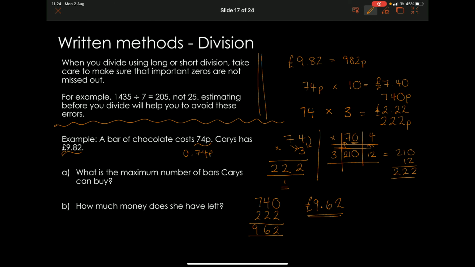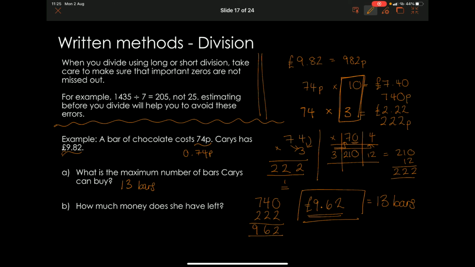Now, can I buy any more chocolate bars? I've spent £9.62 and I've bought altogether, if I look up here, 13 chocolate bars. Okay. I can't buy any more because I've only got £9.82 anyway, and I've spent £9.62. So the maximum number of bars she can buy is 13 chocolate bars. Then it says how much money does she have left?